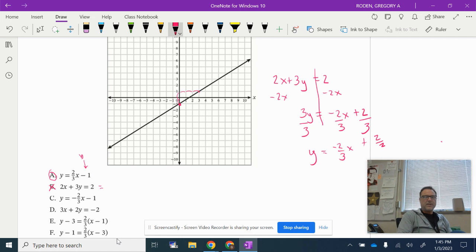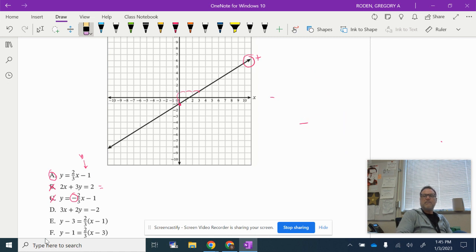I'm not going to talk about that. Let's see here. C won't work because C has a negative slope, and this one obviously has a positive slope. So C's not going to work. Let's try D really quick and see what happens there. Let me erase this one. Okay, so let's try D.